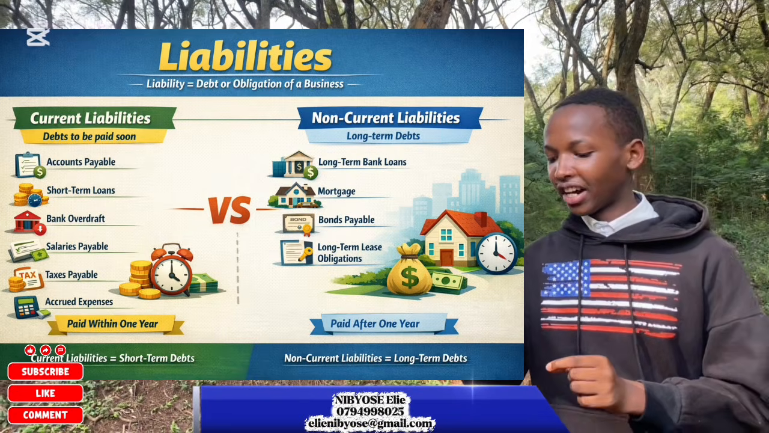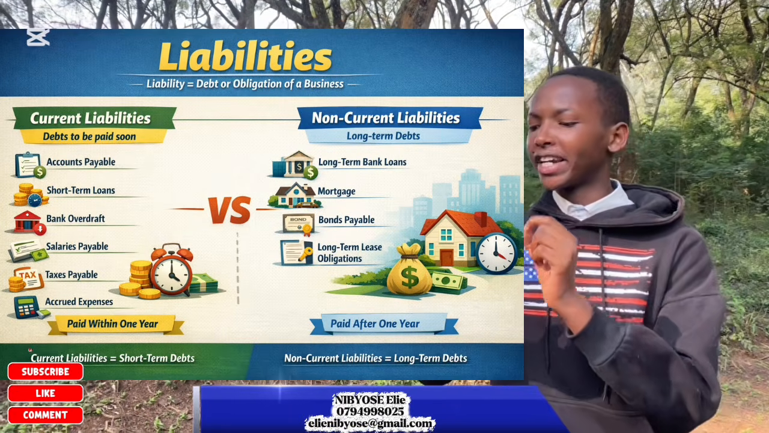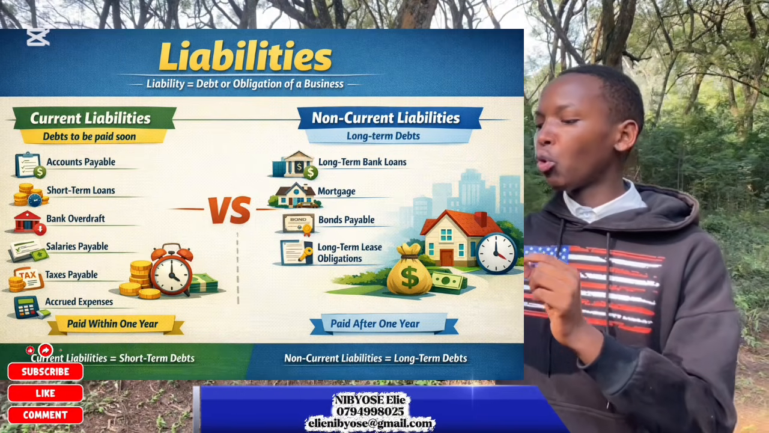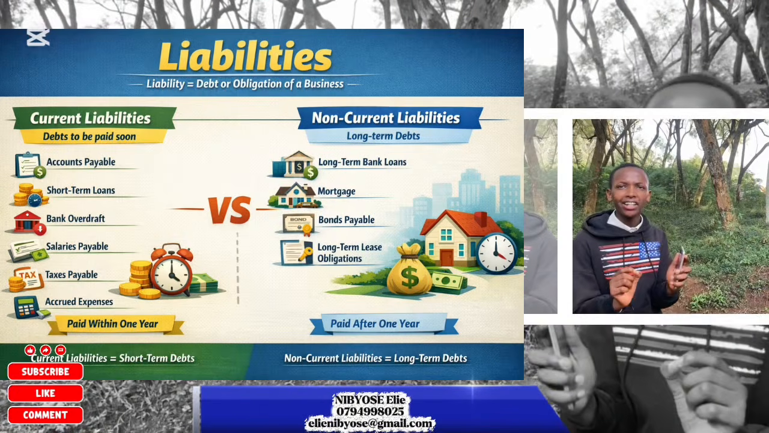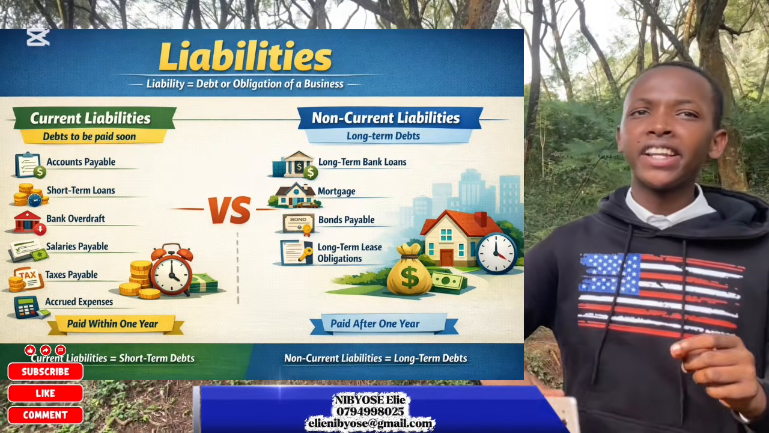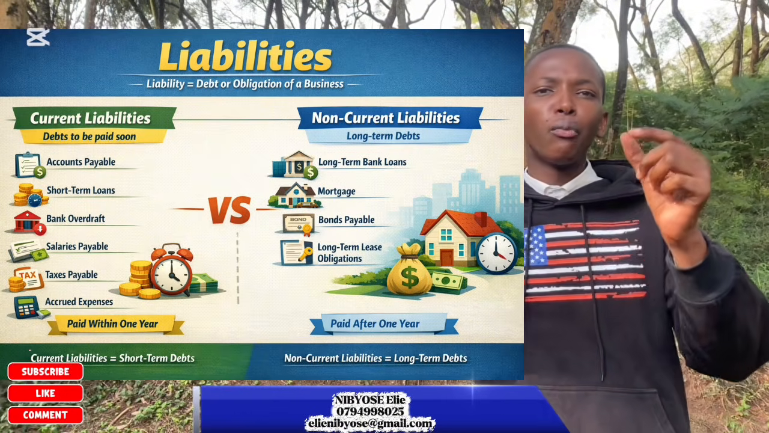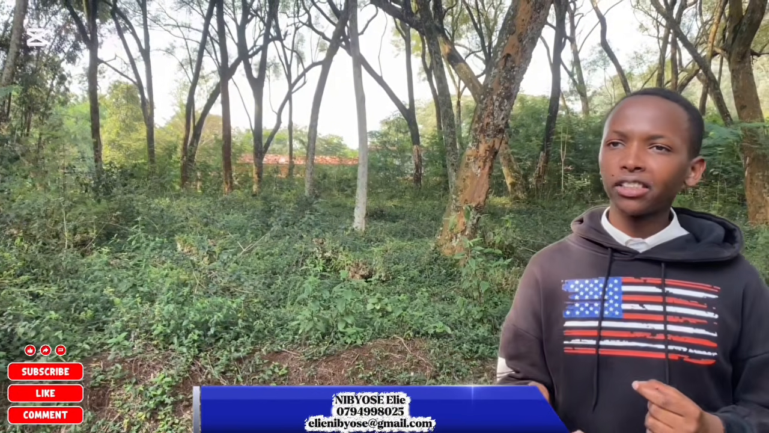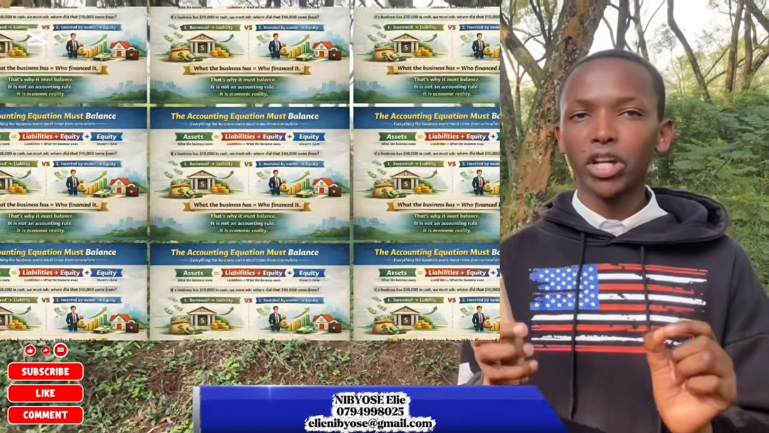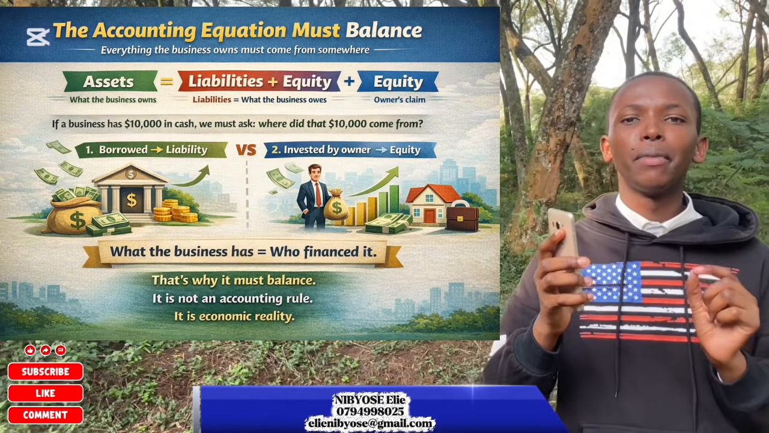In short words, liabilities are debt or obligation of a business owes to others. If debt must be paid within 1 year, it is current liability. And if debt must be paid with more than 1 year, it is non-current liability. So, with components of accounting equation, we can ask ourselves question that why accounting equation must always be balanced.